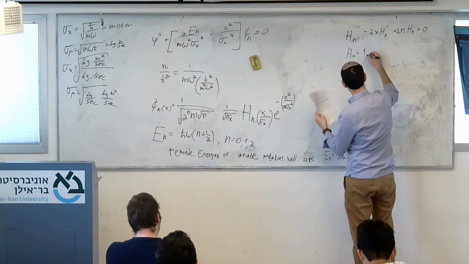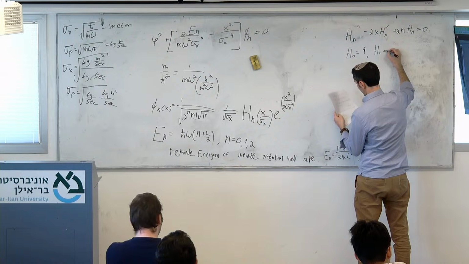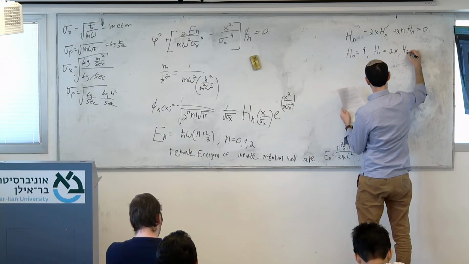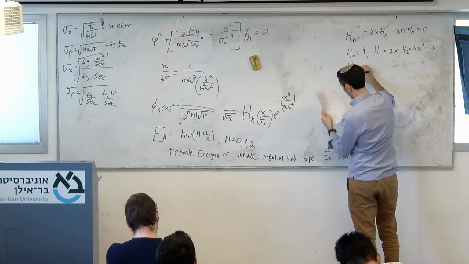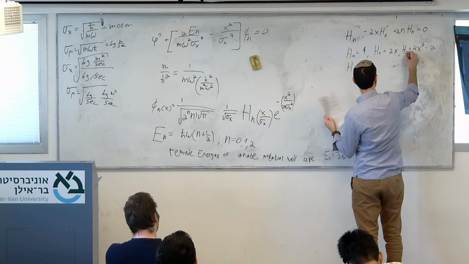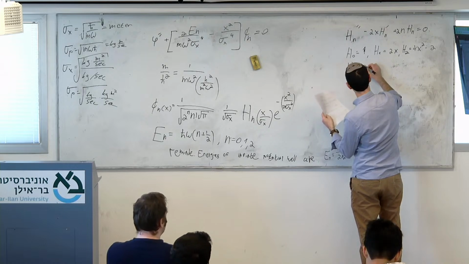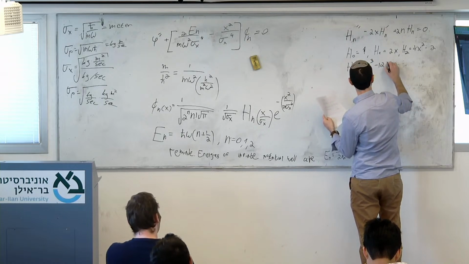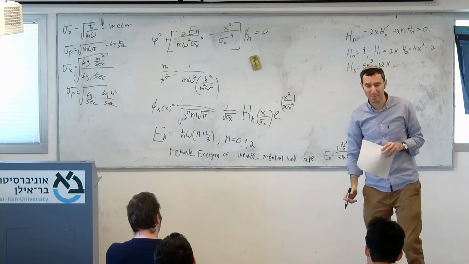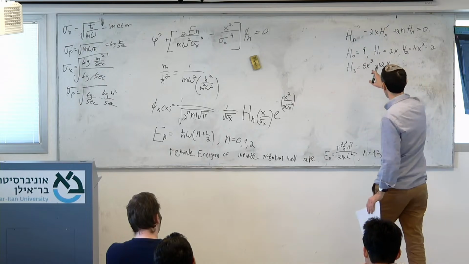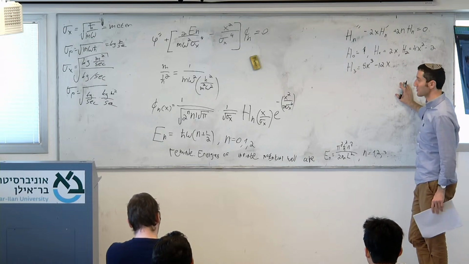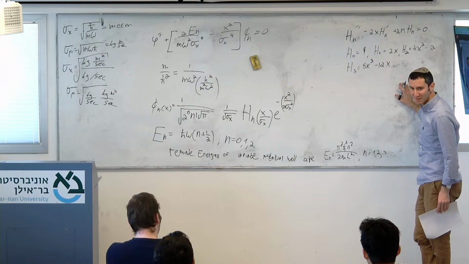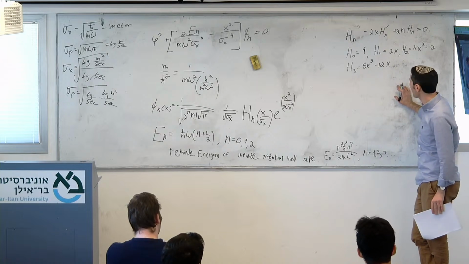H0 is going to be 1. H1 is 2x. H2 is 4x squared minus 2. H3 is 8x cubed minus 12x, and this seems very, very random. You do notice a pattern that every level has a higher degree of polynomial, x to the power of 0, x to the power of 1, x to the power of 2, but you have very, very random numbers that you would not have guessed. Have you seen these in class? With Richard? Not at all. Okay.